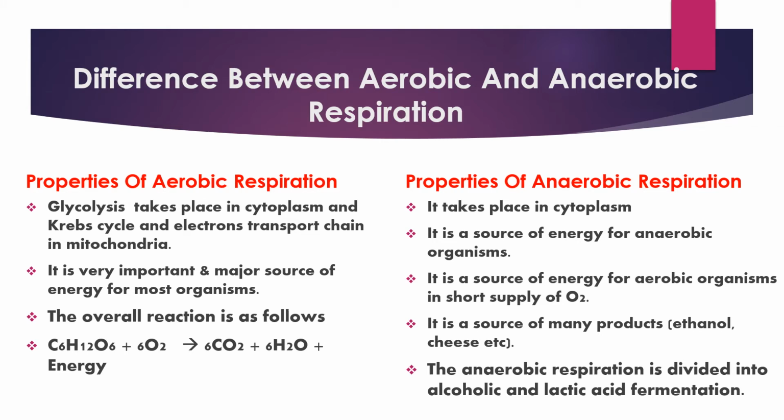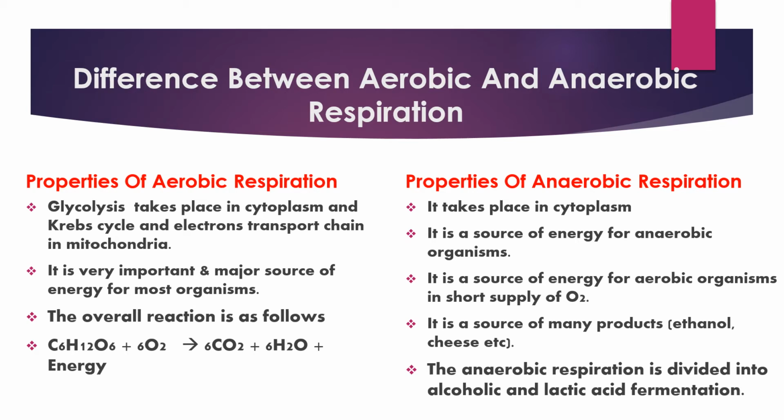In aerobic respiration, glycolysis takes place in the cytoplasm, and the Krebs cycle and electron transport chain take place in mitochondria. Now what is actually glycolysis, what is the Krebs cycle, and what is the electron transport chain? These are the mechanisms of respiration, which we'll discuss in our next topic about the complete mechanism of respiration.